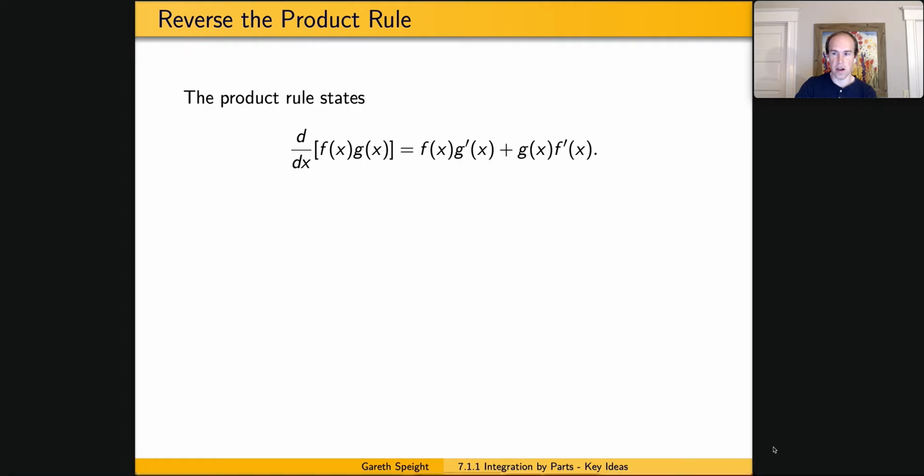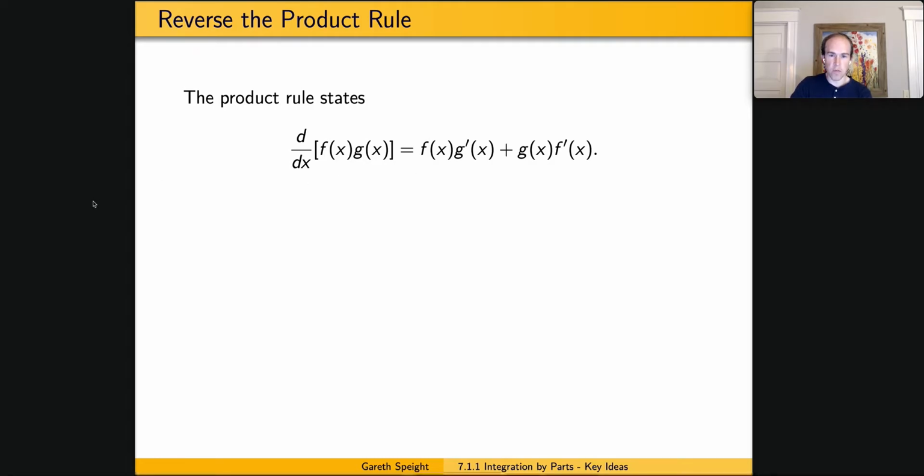In particular, integration by parts comes from reversing the product rule. So let's just remember what the product rule says. It says that if we want to differentiate a product of two functions, it's not the product of derivatives, but instead we have to differentiate them one at a time. Or in other words, we fix one function, say f, and differentiate the other, g, and then vice versa, we fix g and then we differentiate f. So we have these two terms.